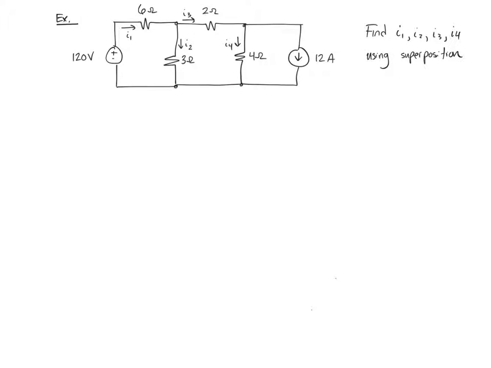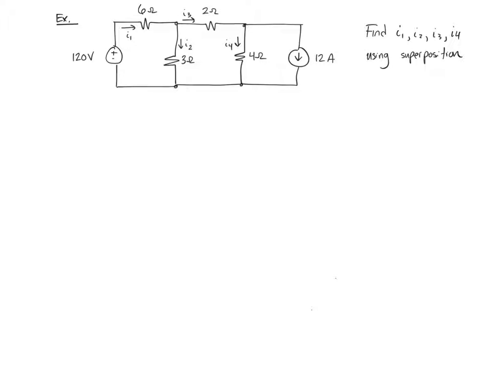Okay, let's do an example. We're going to solve for currents I1 through I4 in this circuit using the principle of superposition. Note, I might ask this question as, for example, solve for the portion of I1, or the contribution to current I1, due to the 120 volt source acting alone. That's just a rephrasing of the problem.